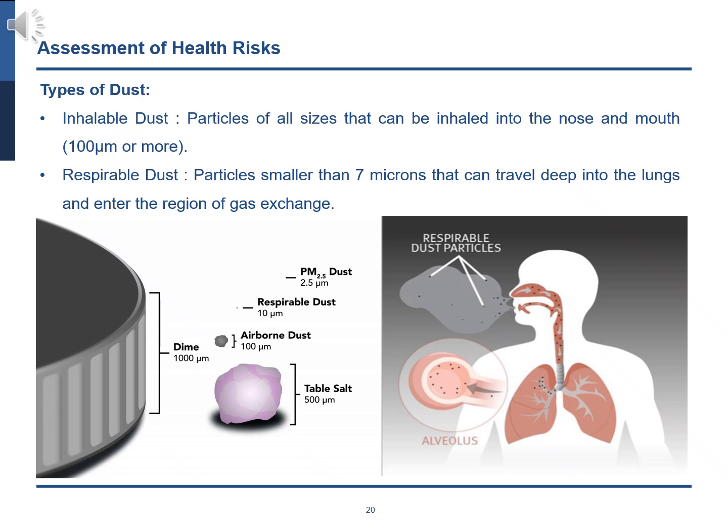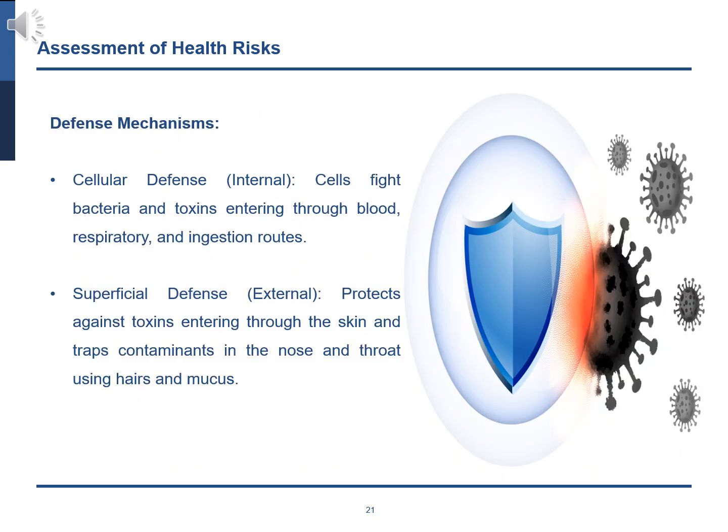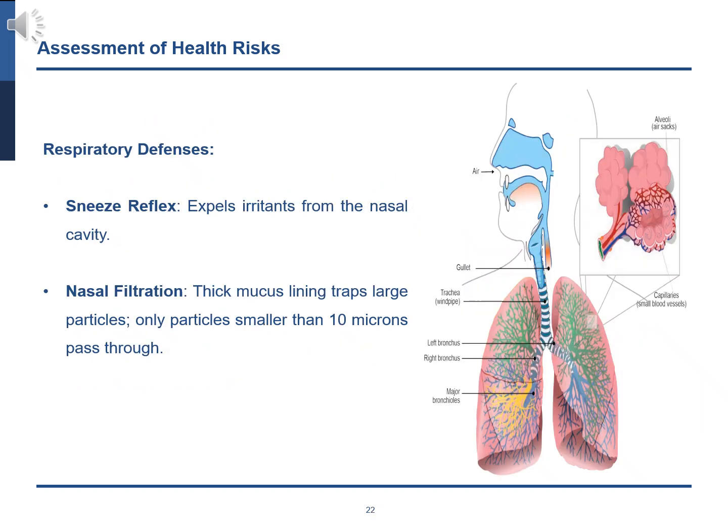Defense mechanisms. Cellular defense, internal cells fight bacteria and toxins entering through blood, respiratory, and ingestion routes. Superficial defense, external protects against toxins entering through the skin and traps contaminants in the nose and throat using hairs and mucus. Respiratory defenses. Sneeze reflex, expels irritants from the nasal cavity. Nasal filtration, thick mucus lining traps large particles, only particles smaller than 10 microns pass through.